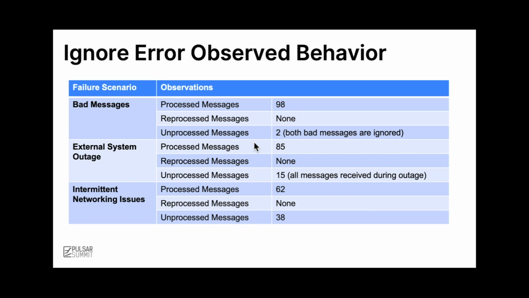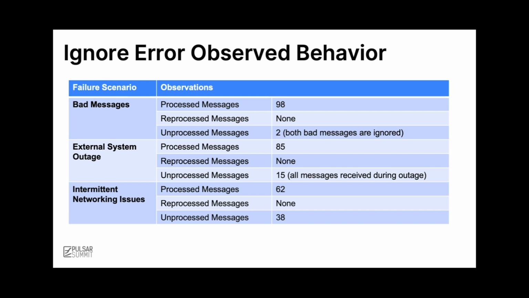So again, if we ran the scenario through, it works as expected for bad messages. 98 out of the 100, only the 2 bad messages are ignored. When you have an external system outage, again, it maps directly to the time that the system was offline. So you get 100 messages in, and at message number 11, there's an outage.